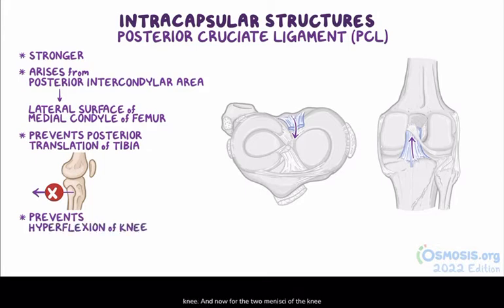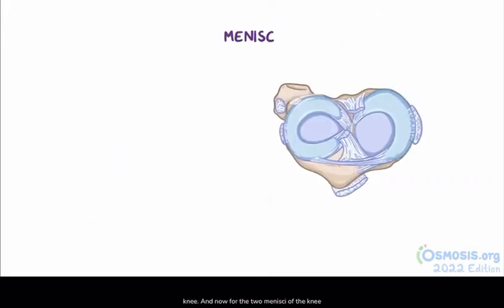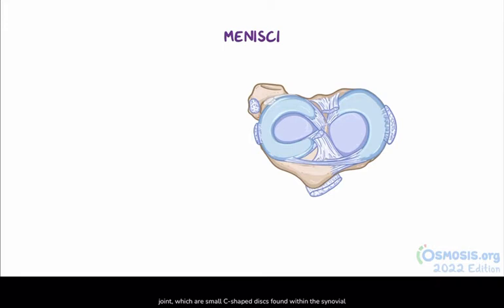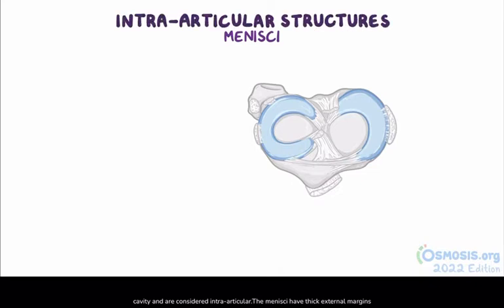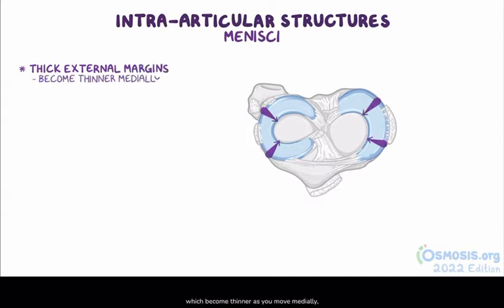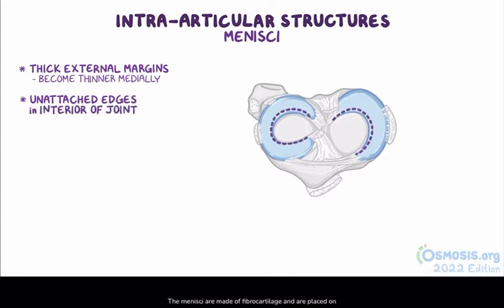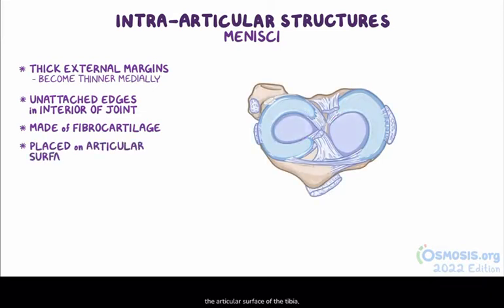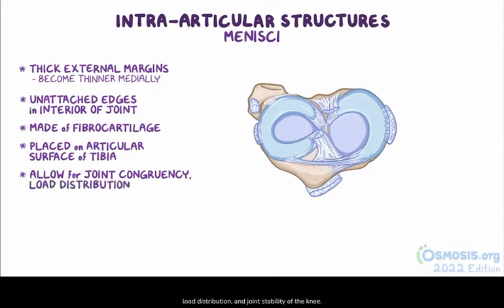knee. And now for the two menisci of the knee joint, which are small, C-shaped discs found within the synovial cavity that are considered intra-articular. The menisci have thick external margins which become thinner as you move medially, and unattached edges in the interior of the joint. The menisci are made of fibrocartilage and are placed on the articular surface of the tibia and function to allow for joint congruency, load distribution, and joint stability of the knee.